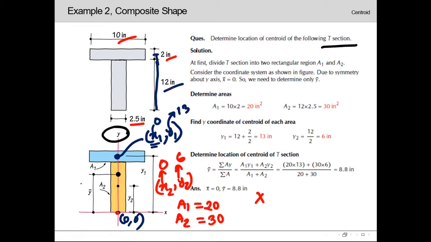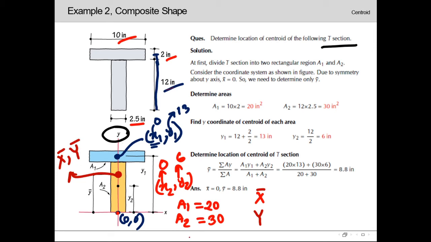Now we need to locate the centroid of the total T section. We don't know where the centroid is located. Still we don't know the location of the centroid of this whole section, as this is a composite section. So let's calculate x bar and y bar, which is basically the coordinate of the centroid of this entire section.